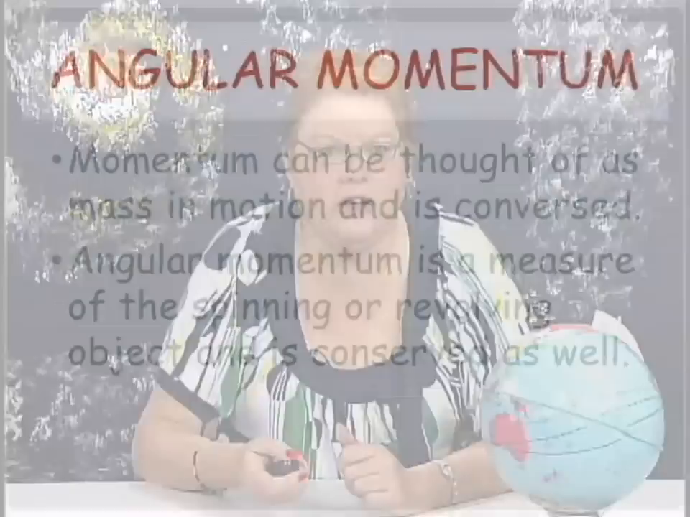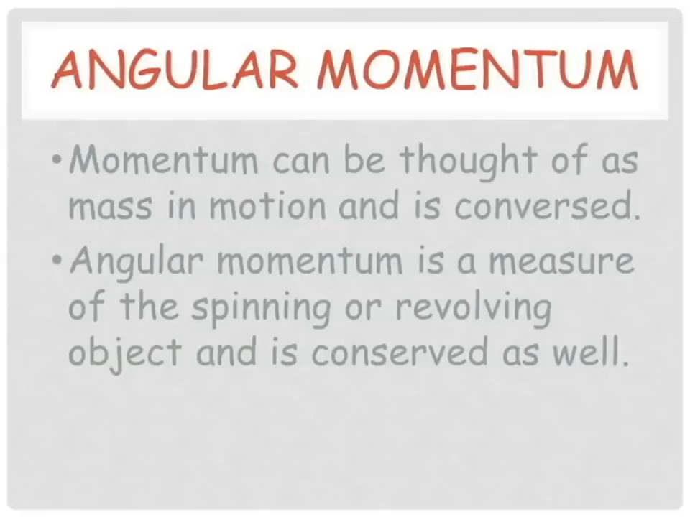Okay. Now, the other thing that I alluded to earlier that we need to talk about is this idea of angular momentum. Angular momentum can be thought of as mass in motion. And angular momentum, just like linear momentum, is going to be conserved. We're going to come back and talk about angular momentum a lot when we discuss how the solar system was formed, and then again when we talk about how stars are formed.